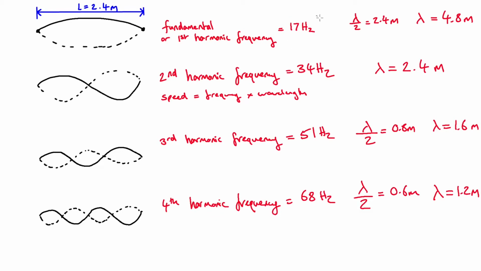So here, if the fundamental is at 17 hertz, the second harmonic is at 34 hertz, the third is at 51 hertz, the fourth is at 68 hertz. We would have found a 5th harmonic at 85 hertz, and so on like that. Every 17 hertz you'll get another loop on the string.